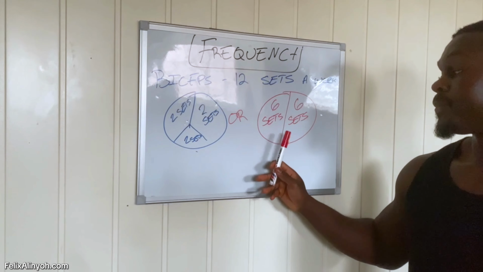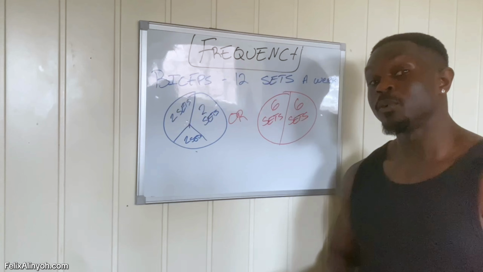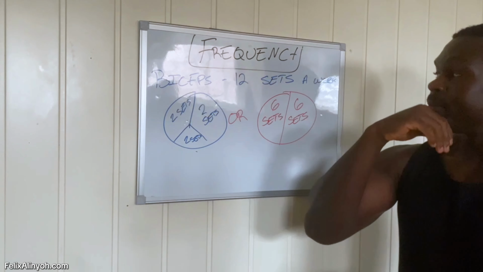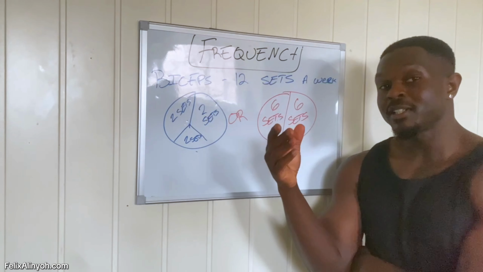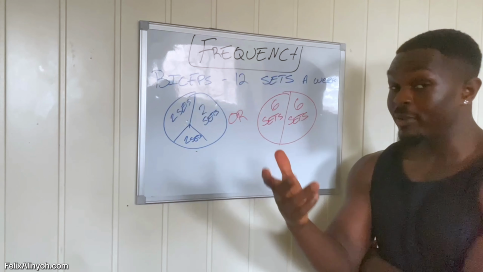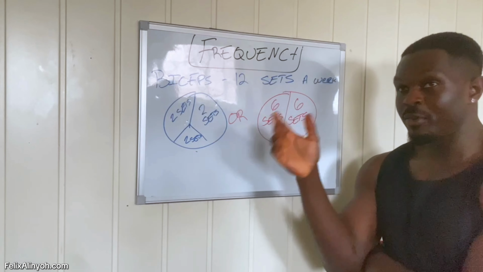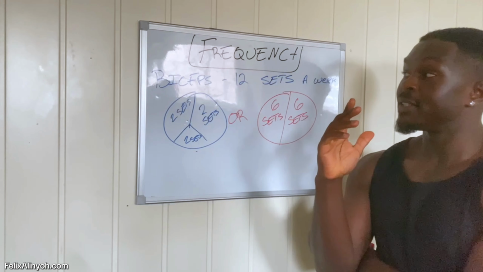I'd suggest that one be on this side because you get the most amount of work in. So that's it for frequency, man. Like I said, there's not much to it. It's a simple concept. Again, volume distribution. That's all it is. How do I distribute my volume throughout the week? It's nothing more than that.